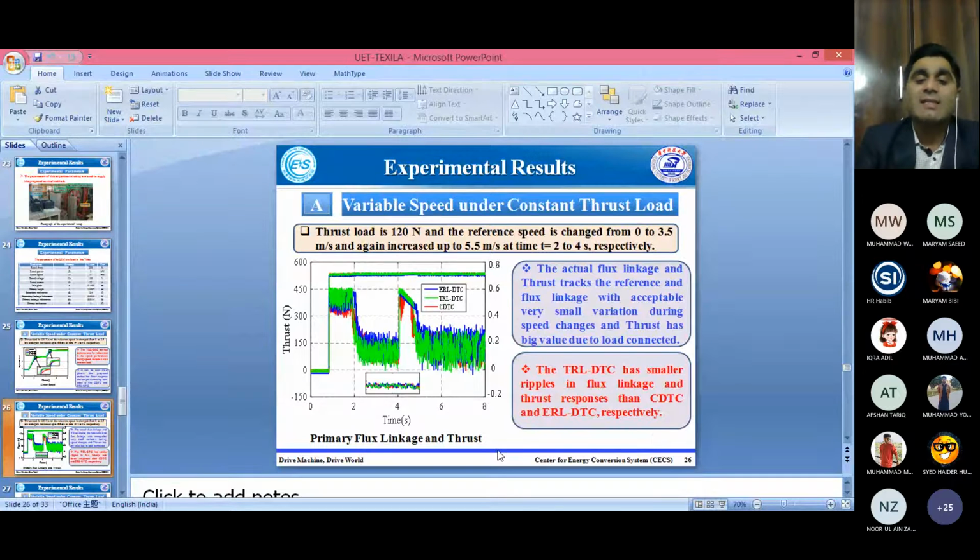Now we can easily see that the actual flux linkage and thrust track the reference, with the flux linkage showing an acceptable, very small variation during the speed change, and the thrust is a big value due to the connected load. TRL DTC has a small ripple as compared to CDTC and ERL DTC. This is the response for flux, and this is the response for the thrust.